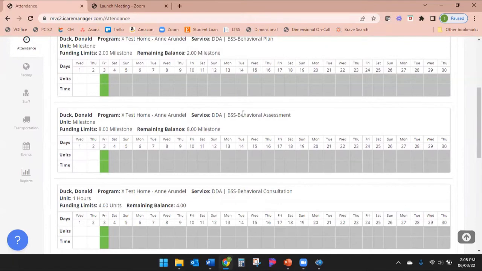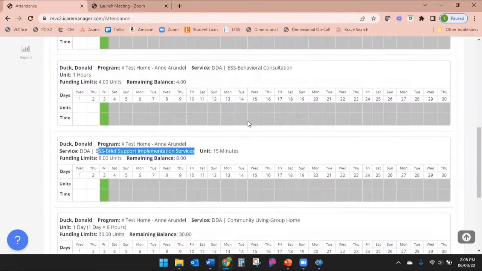But you'll still be able to see these calendars. They're just not calendars that you have to worry about marking attendance for.